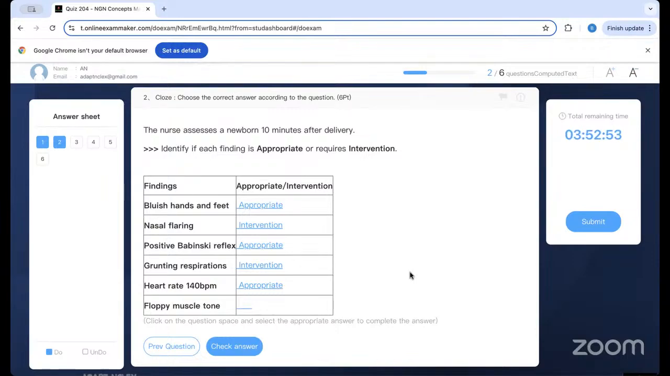A floppy muscle tone, what do you think? Floppy muscle tone indicates a neurological problem. This is a neurological problem. So this one, we should intervene.